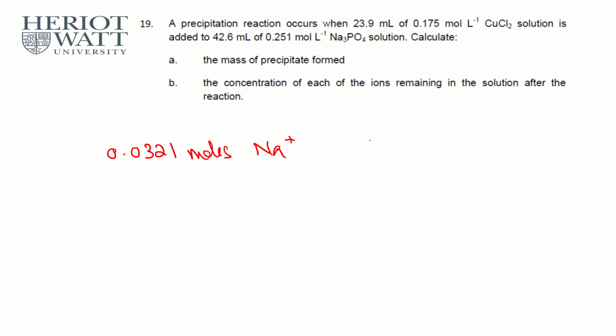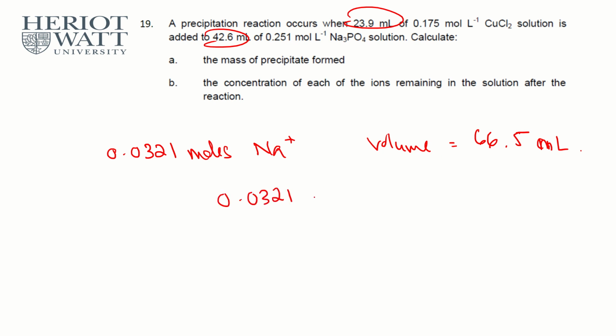What is the total volume of solutions after you have added both together? 23.9 plus 42.6. So what is the total volume? 66.5 ml. All right, so I have molar volume, 0.0321 equals MV, 66.5 over 1,000. So your M is equivalent to the concentration of sodium. So this is how you calculate to get the concentration of sodium.